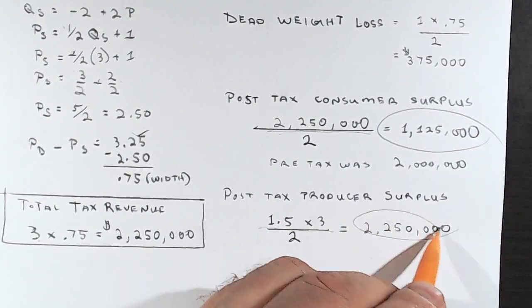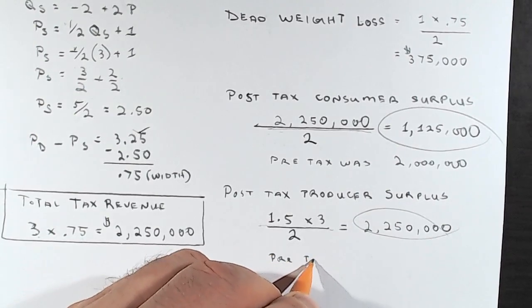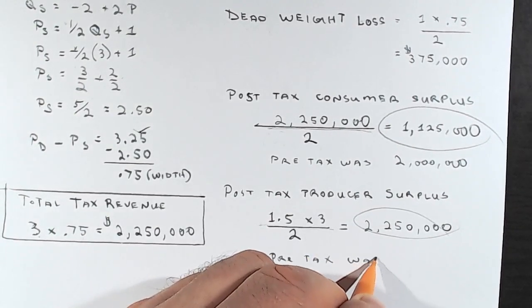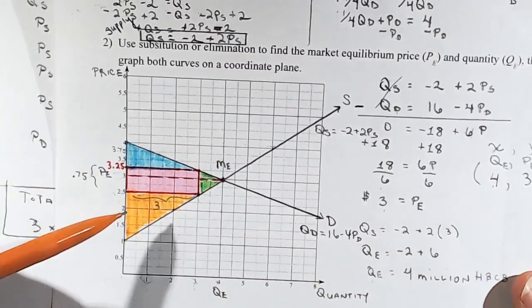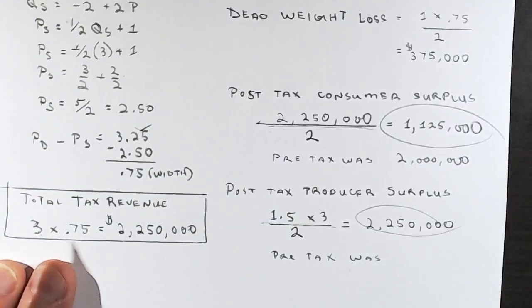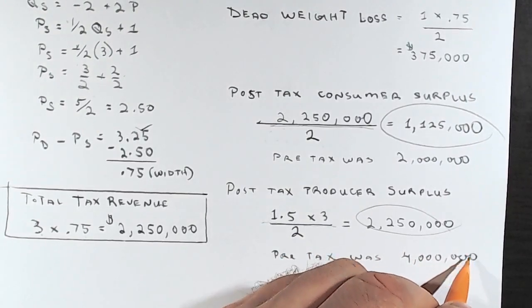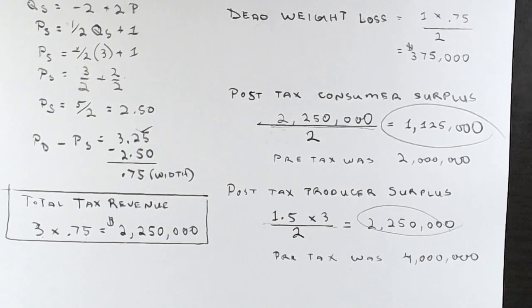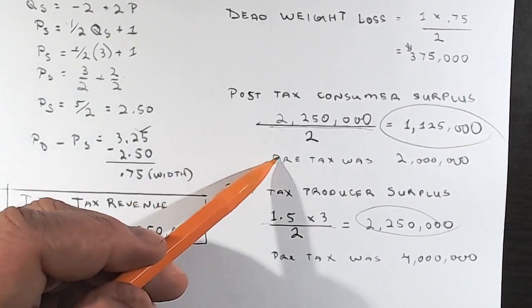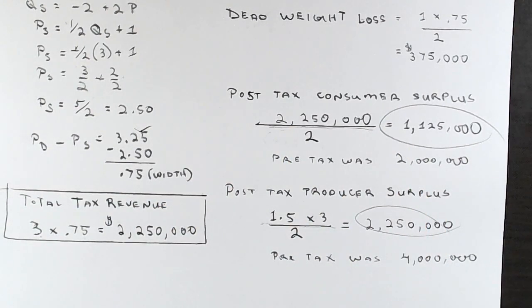Okay. This is the post-tax producer surplus. The pre-tax was two times four is eight divided by two is 4 million. Okay, the pre-tax was 4 million. So you see how much has been taken out of this economy here. We had a pre-tax consumer surplus at 2 million dropped to 1,125,000, and a pre-tax producer surplus of 4 million dropped to 2,250,000. All right, that sucks.